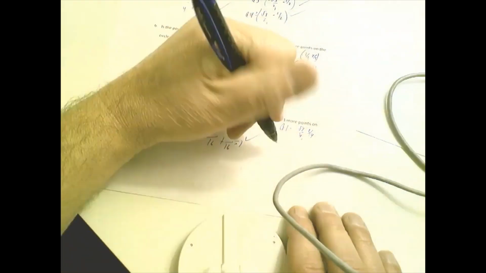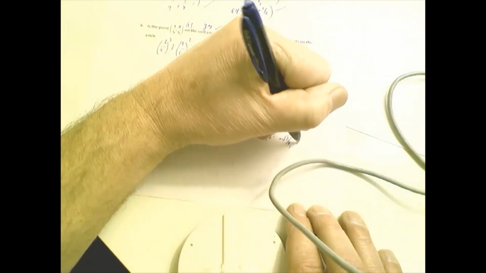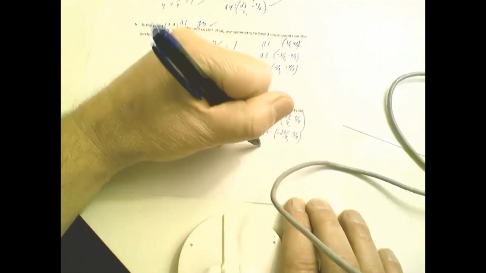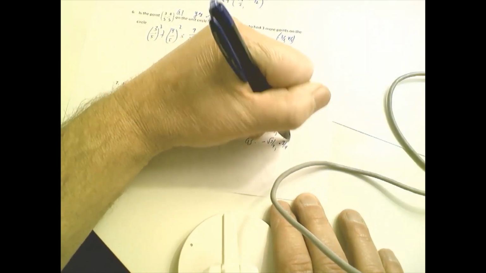Quadrant 2, x coordinate's negative. Negative square root of 7 over 4, positive 3/4. Quadrant 3, both values negative. Negative square root of 7 over 4, negative 3/4. And I'm done.